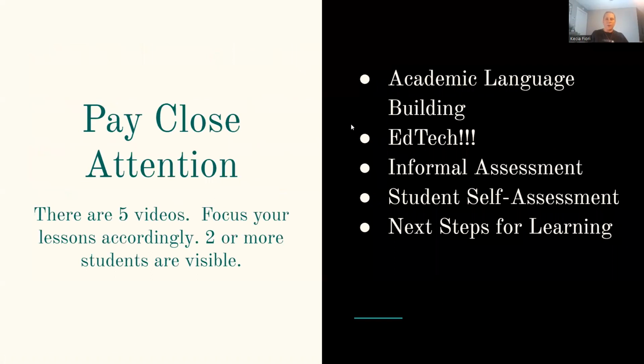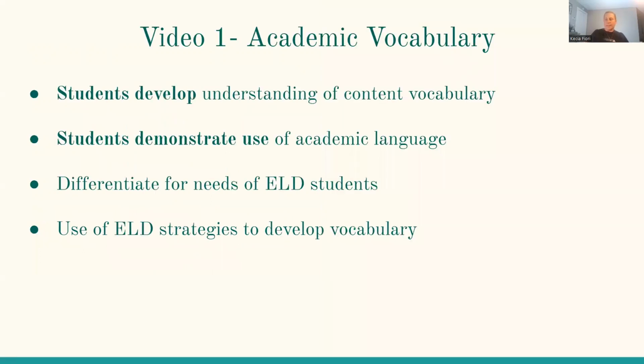All right. So the 4 videos you're going to do are academic language building, educational technology, informal assessment, student self-assessment, and then your 5th one, the apply part, next steps for learning. So video 1 does not have to be done in lesson 1, but it can. Academic vocabulary. Now I've gone through the rubrics and pulled out some of the key things that you need to consider while you're doing them.